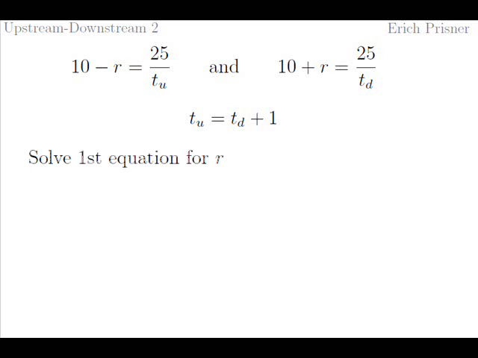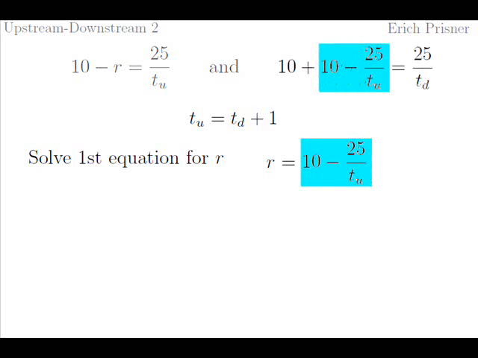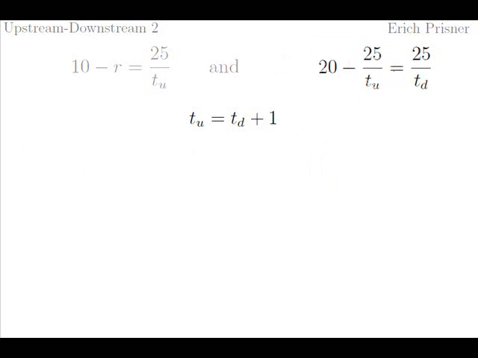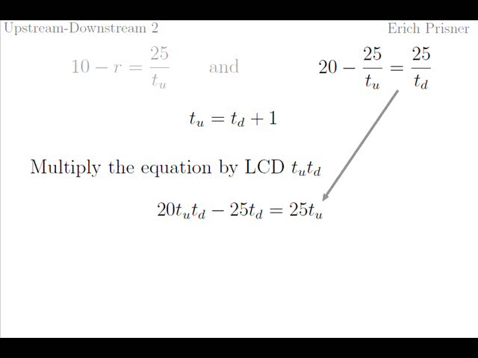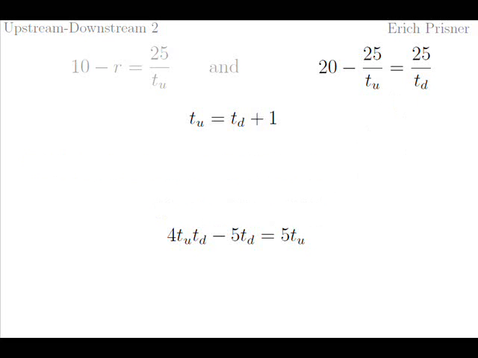We solve the first equation for r equals 10 minus 25 over tu, and plug into the second equation to get 10 plus 10 minus 25 over tu equals 25 over td, or 20 minus 25 over tu equals 25 over td. Then we multiply the equation by the LCD, which is tu td, and divide by 5 to get 4 tu td minus 5 td equals 5 tu.